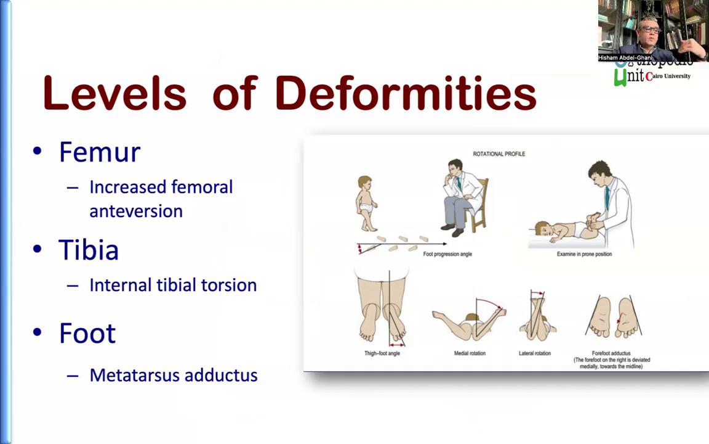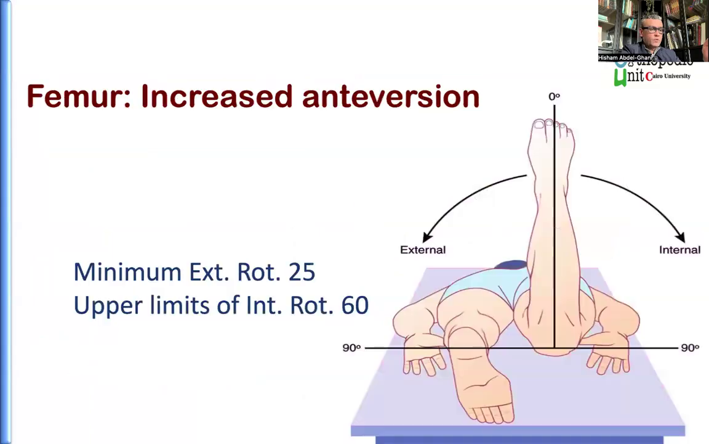The tibia: internal tibial torsion, which is abnormal because normally the ankle is rotated externally 10 to 20 degrees. And the presence of metatarsus adductus at the level of the foot is a cause of the visual appearance of intoeing. In this lecture, I will talk about the femur and the tibia as causes of intoeing.